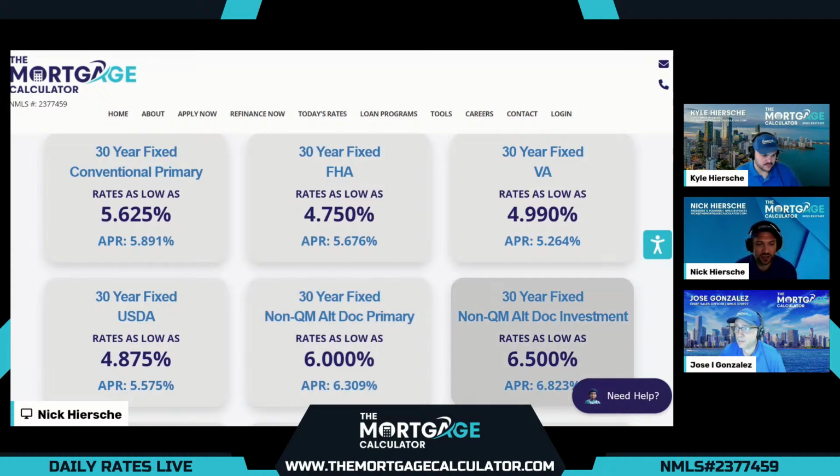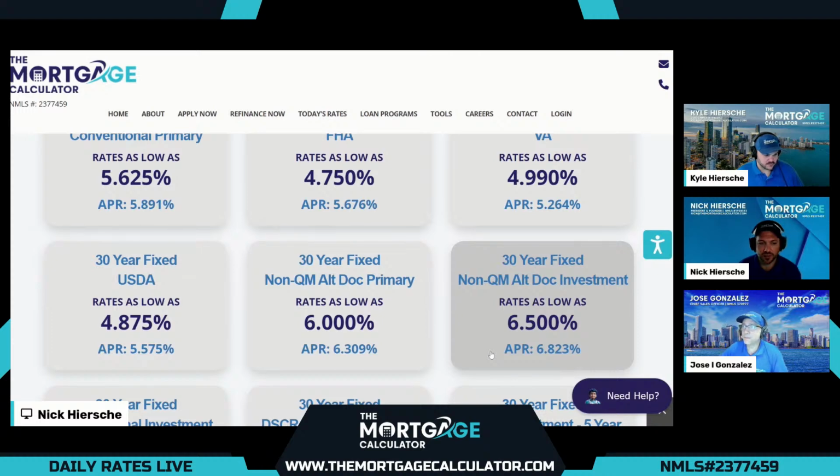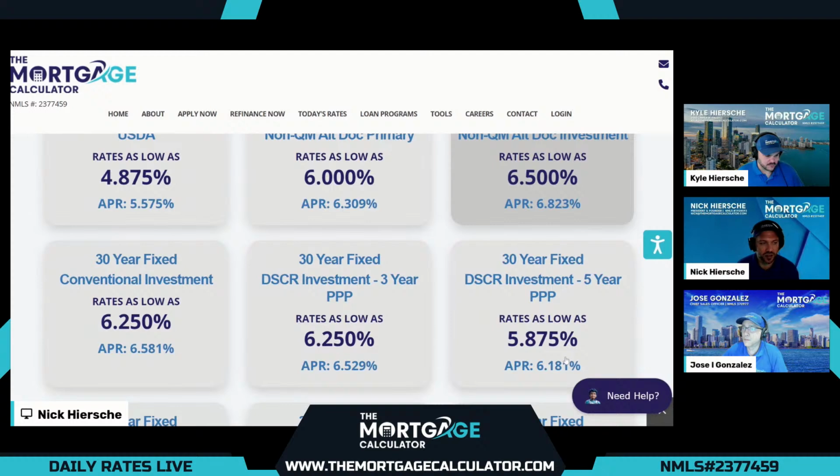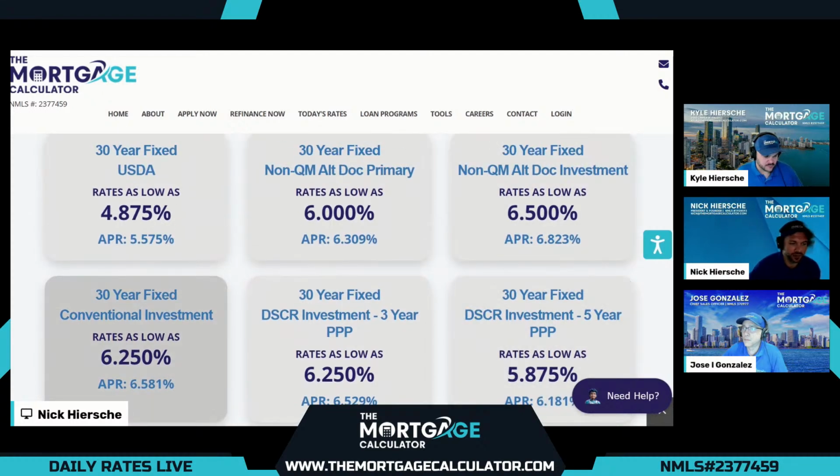And moving on here to our investment properties. First up is our alt doc options for investment properties. So bank statement are similar, coming in at 6.5 rate. Final APR 6.823. And we'll compare that to our other investments. We do have conventional, but no FHA, VA, or USDA.